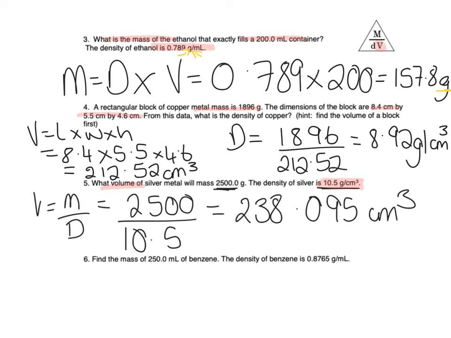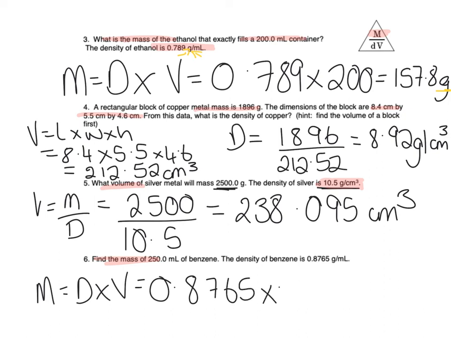The final question then, guys, is to find the mass. So this time around we're looking for the mass. We know if we want to figure out what the mass is, we're going to have to go back and look at our equation. So we cover the mass and we're left with our formula that mass is equal to density multiplied by volume. My density is 0.8765 and my volume is 250, so I get an answer of 219.125 grams. How do I know that it's grams? Well, if I look at the units given to me for density, the unit there is grams.